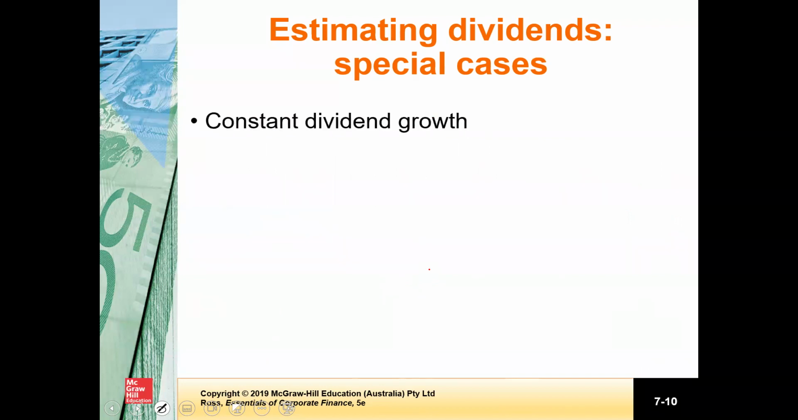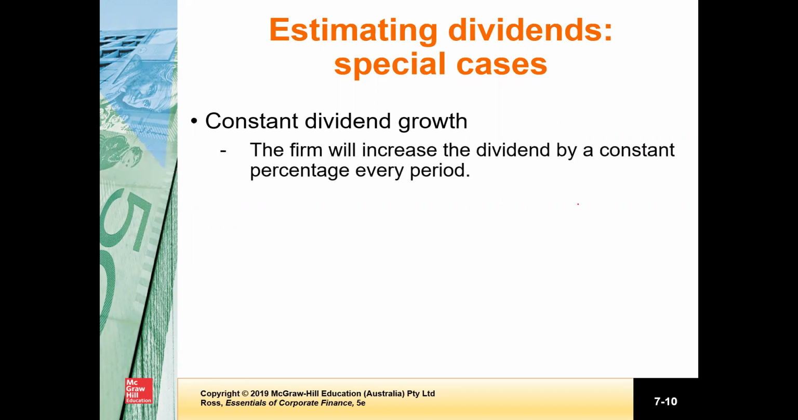The next special case is constant dividend growth. Don't be confused between the last one and this one. Last one was constant dividend, so dividend is constant, no growth. But in this case, dividend is not constant. Dividend will grow. However, it will grow at a constant rate. That means dividend will grow at a rate of, let's say, 5% every year.